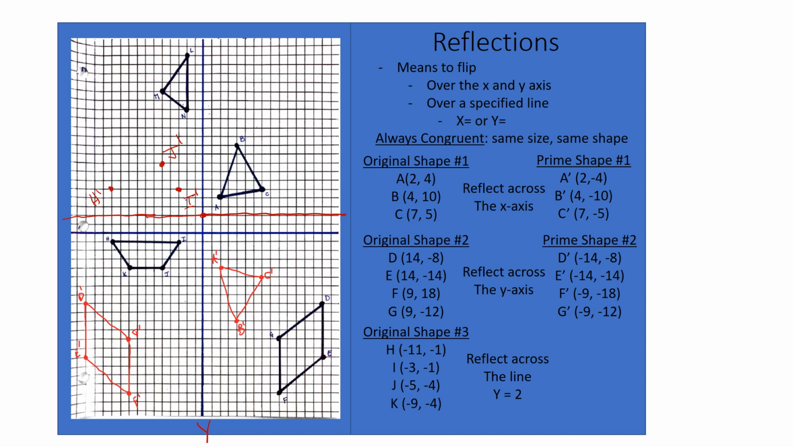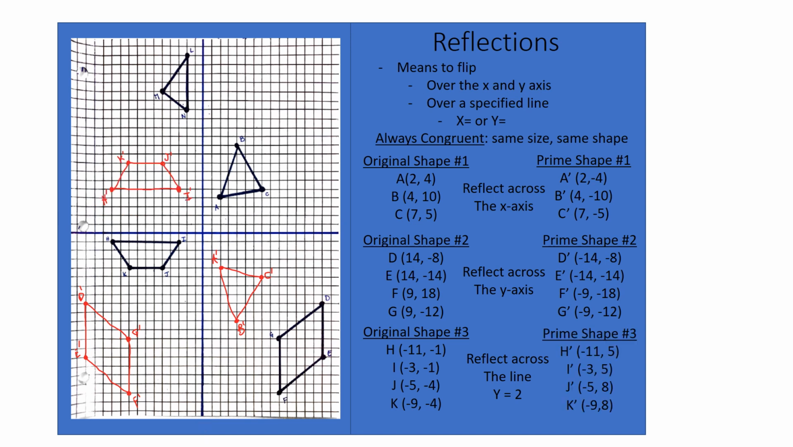And the last point, point K, again, put your pencil on K and count up to the line. 1, 2, 3, 4, 5, 6. And then we're going to go 6 more. 1, 2, 3, 4, 5, 6. And that is my new K prime. I can connect the dots. And then our next step is to write down the new points.